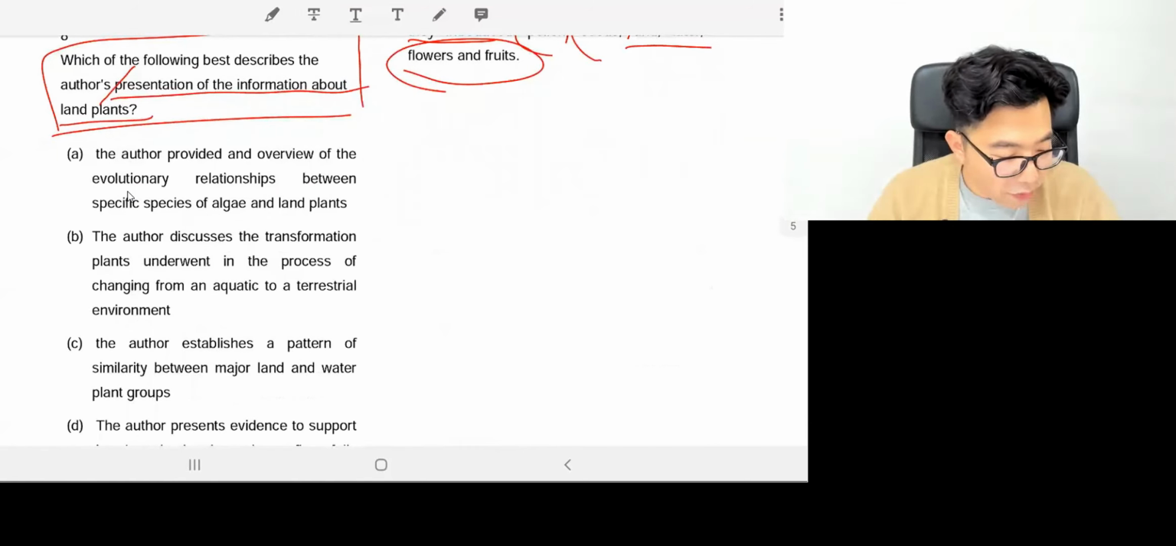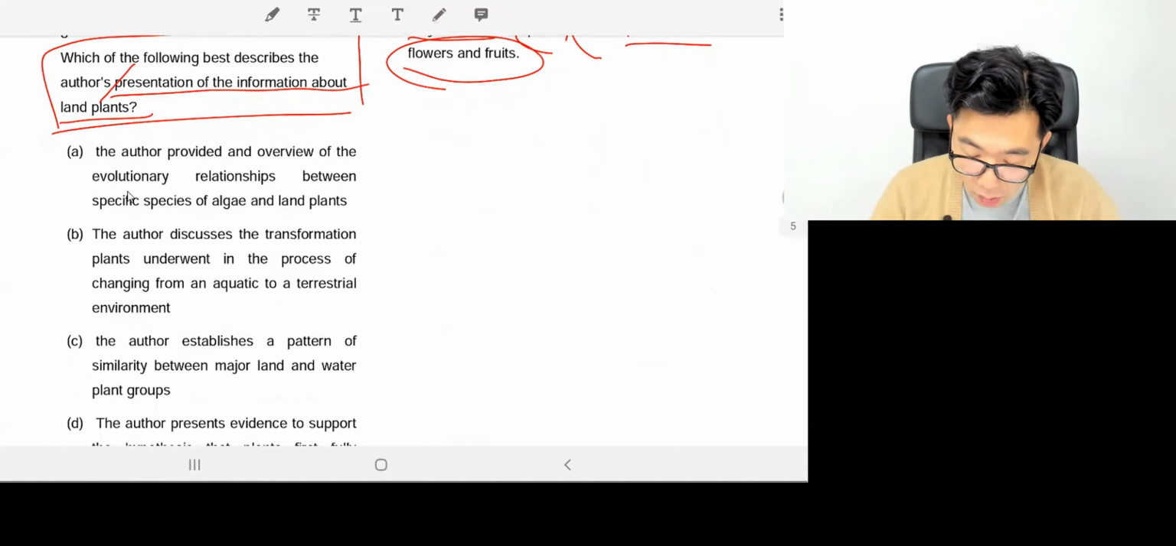A: The author provided an overview of the evolutionary relationship between specific species of algae, green algae, and land plants.